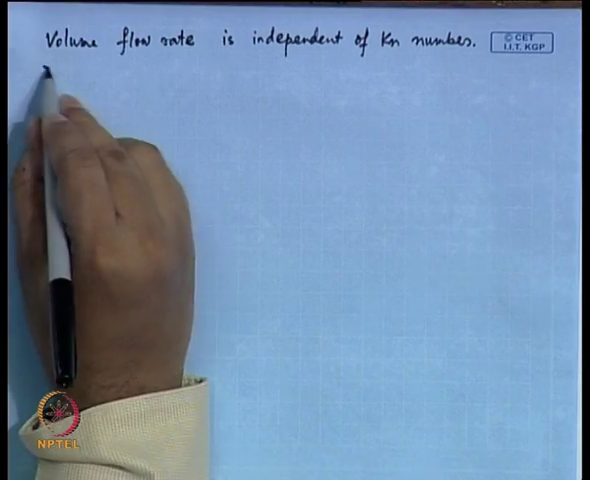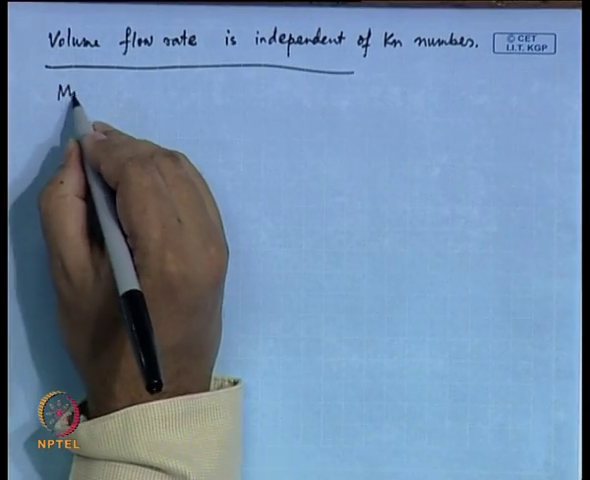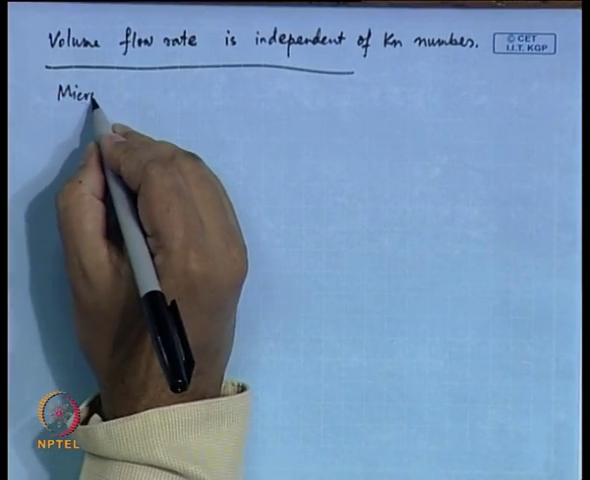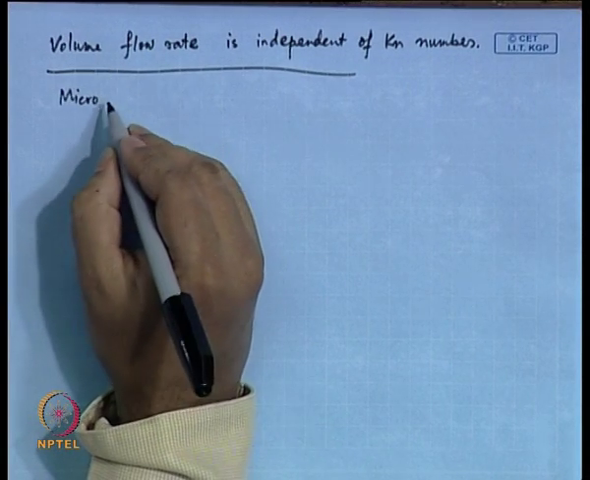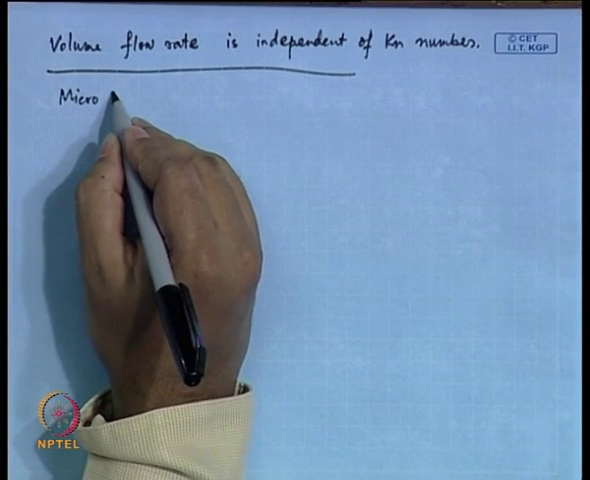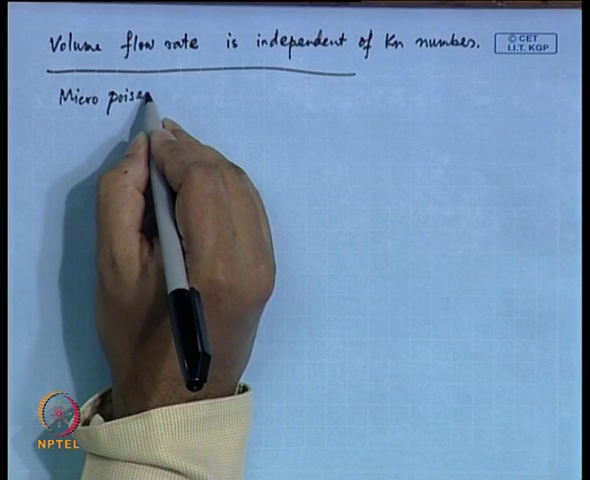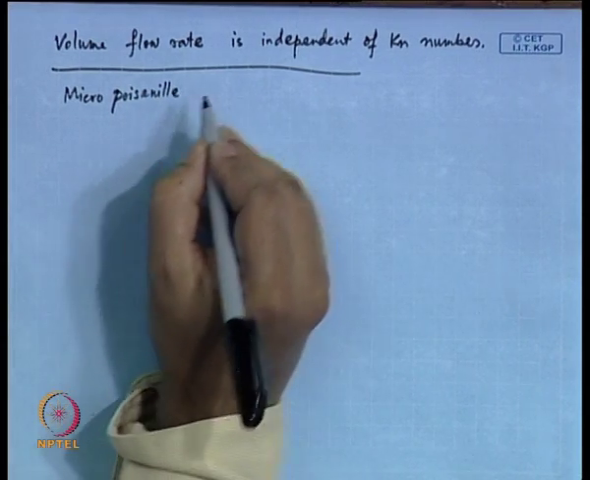Now, this is for a micro-Couette flow. Similarly, you can have something called a micro-Poiseuille flow.